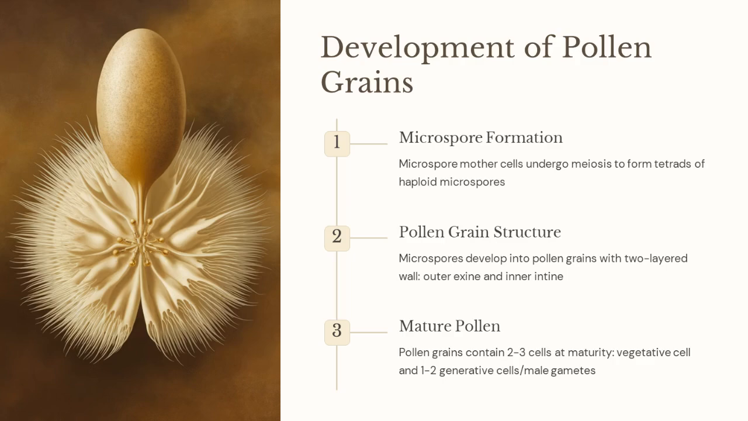Pollen grains develop through a series of stages. Initially, microspore mother cells undergo meiosis to form tetrads of haploid microspores. These microspores then develop into pollen grains with a 2-layered wall, outer exine and inner intine. Mature pollen grains contain 2 to 3 cells, including vegetative and generative cells.